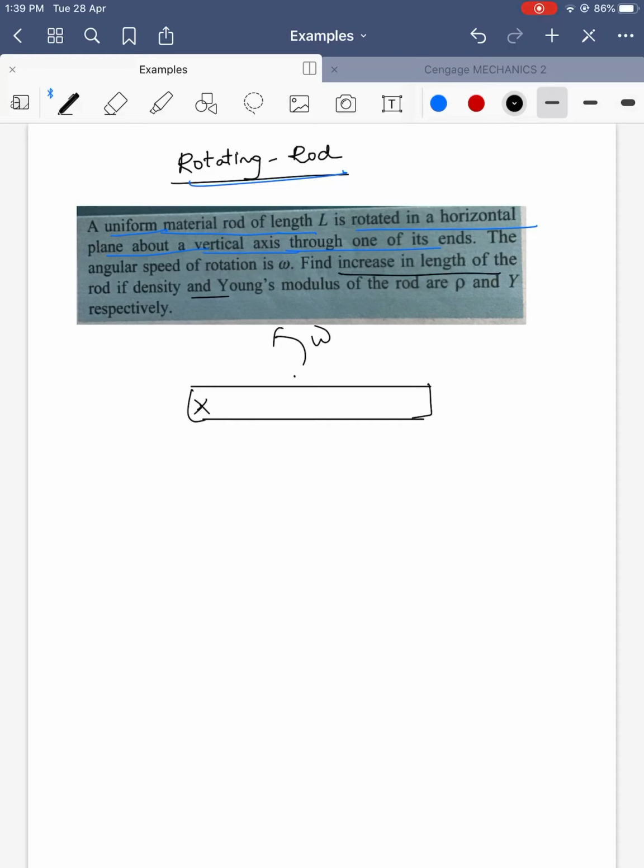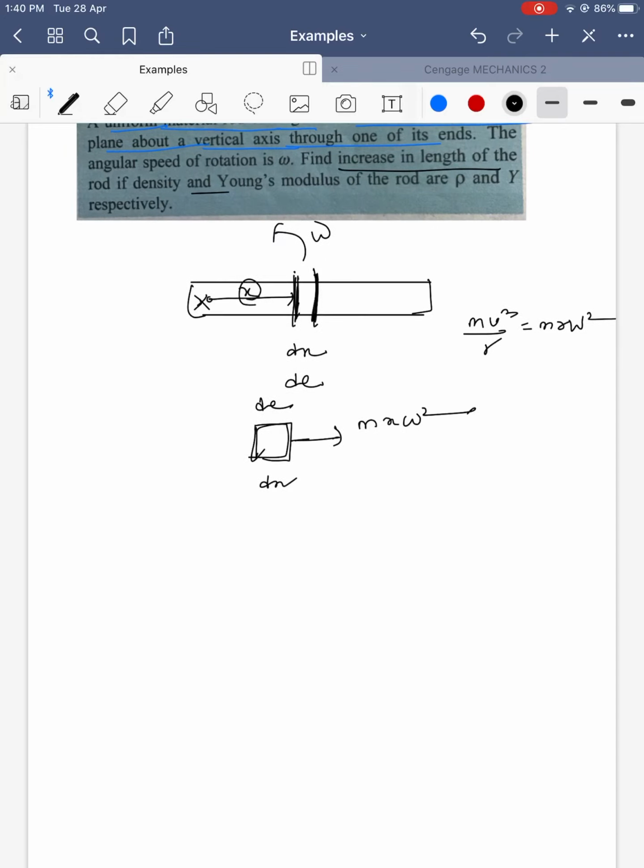First we consider, from the axis to a distance x, a small element of length dx, whose elongation is dE. How much force acts on this part? If I consider this as a free body diagram, F is equal to mv square by r, do you remember? Or nothing but m r omega square. Similarly, for a small section dx, there is a force acting, m into, instead of r, x into omega square. Because of this force, there will be a small elongation dE. Here the actual length is dx.